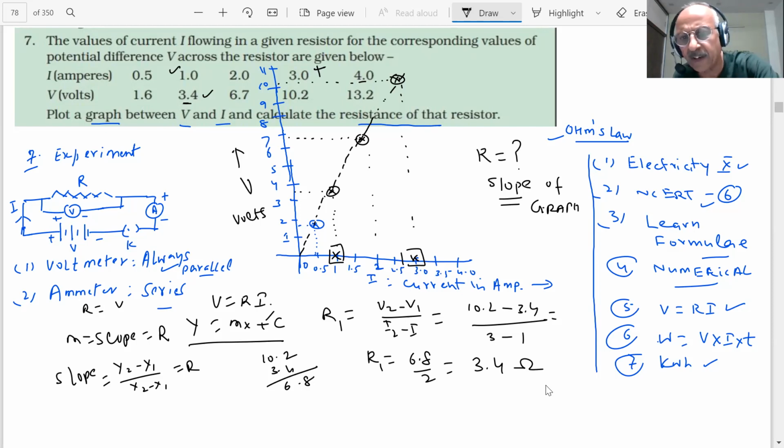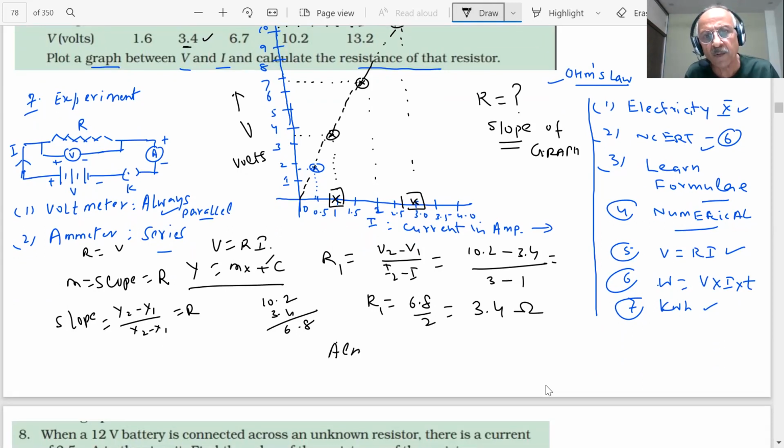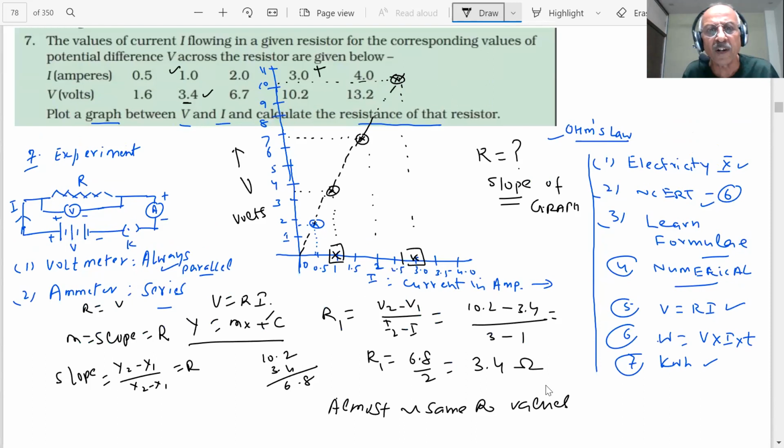Tell me, students, do you understand what I said? You will find that different values of R1 are almost equal, because if you find the slope at different points by using this formula, you will find that the different values of R you are getting are almost the same, if you use different values of V2, V1, I2, I1.